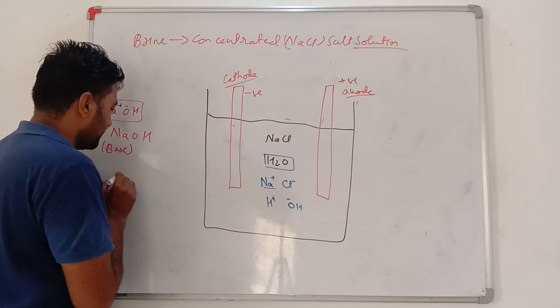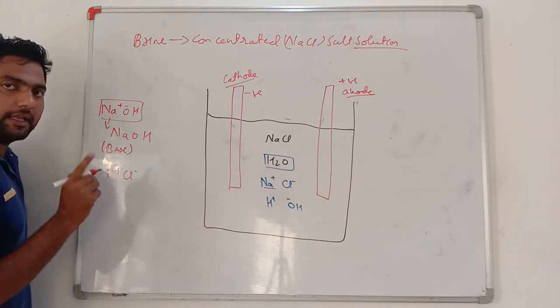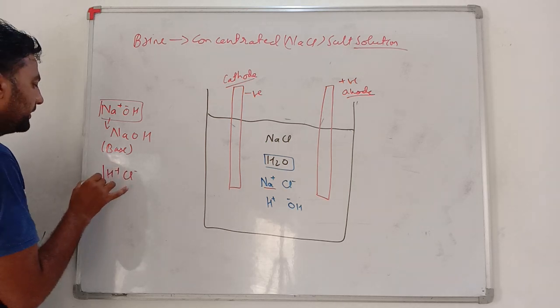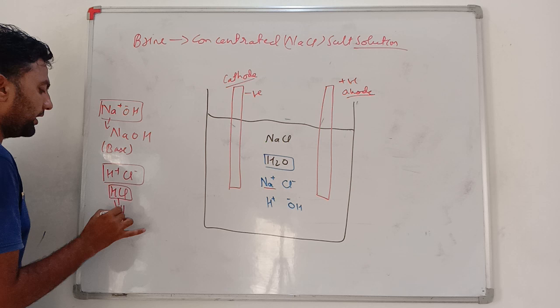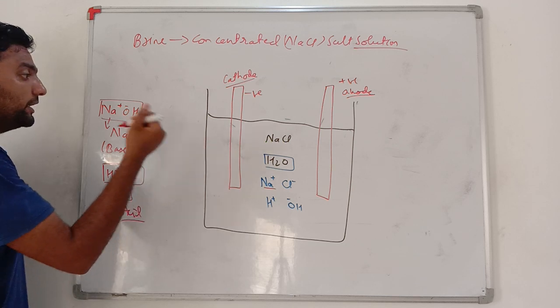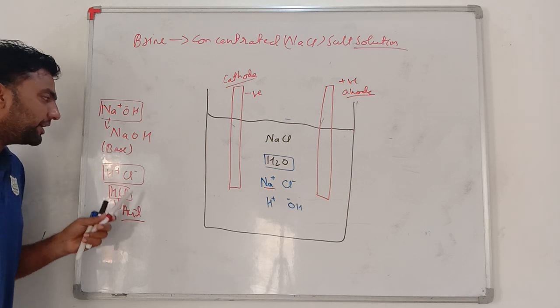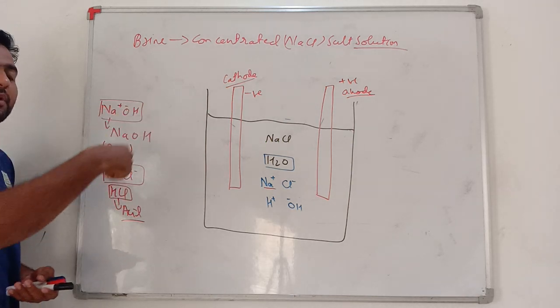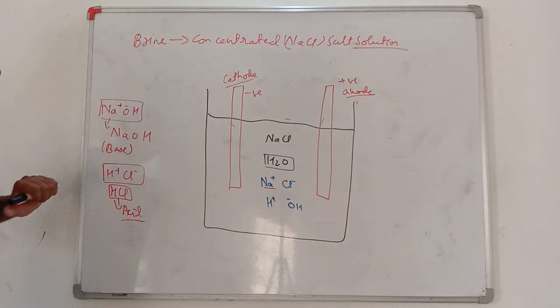Second thing, H plus and Cl minus will produce HCl, that is hydrochloric acid. So we are also getting acid. See my dear student, these are the parent acid and parent base of NaCl. I told you the equation. From salt NaCl we are getting a base, we are getting an acid.